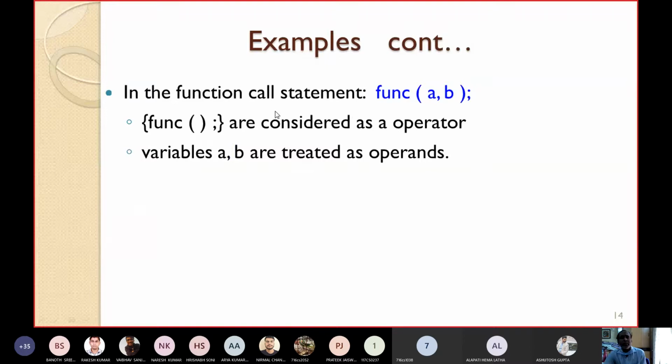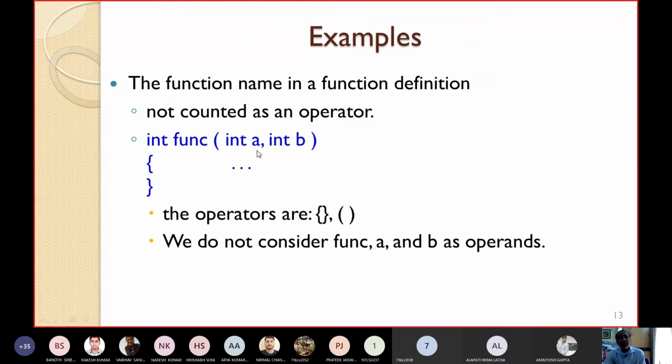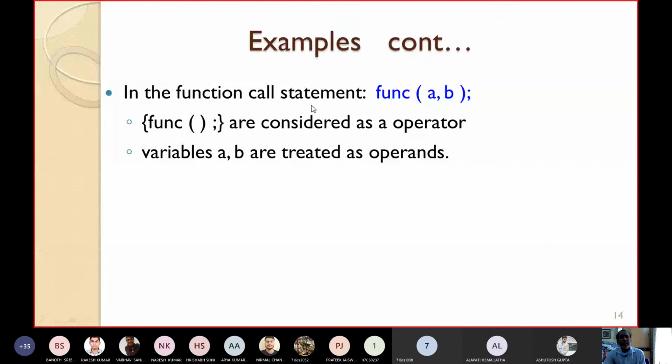So now let's take an example of a function call statement. I have defined function C here. Now I am calling function C. In the function call statement, func(A, B), what are the operators? The name func, the square bracket, and it is terminated with a semicolon. These are considered as operators. So func C is considered as the operator. The variables A and B are treated as operands, in a function call.